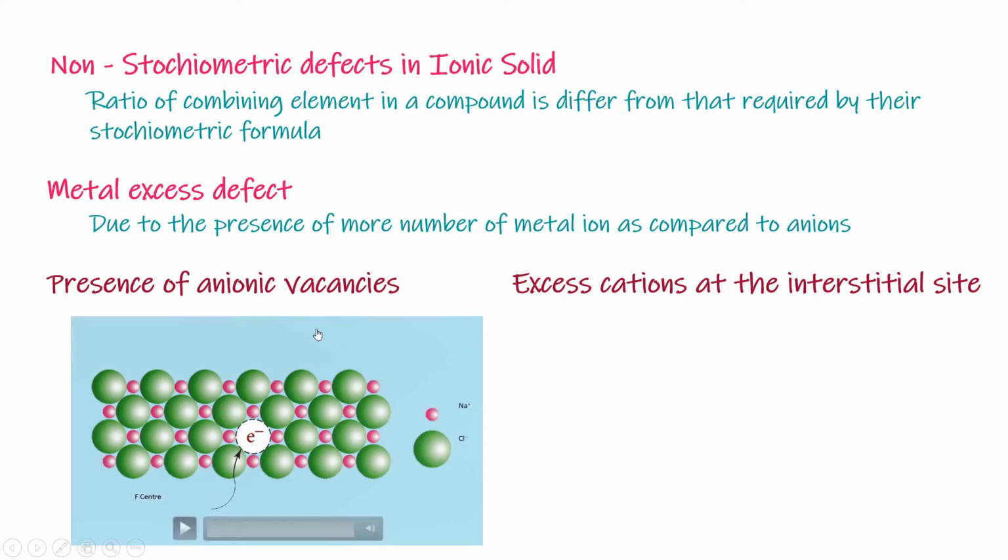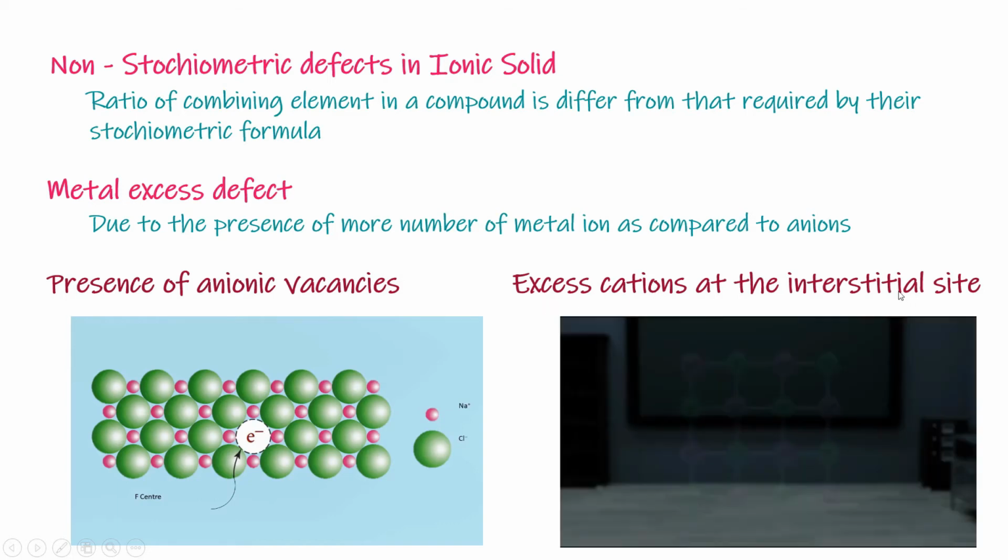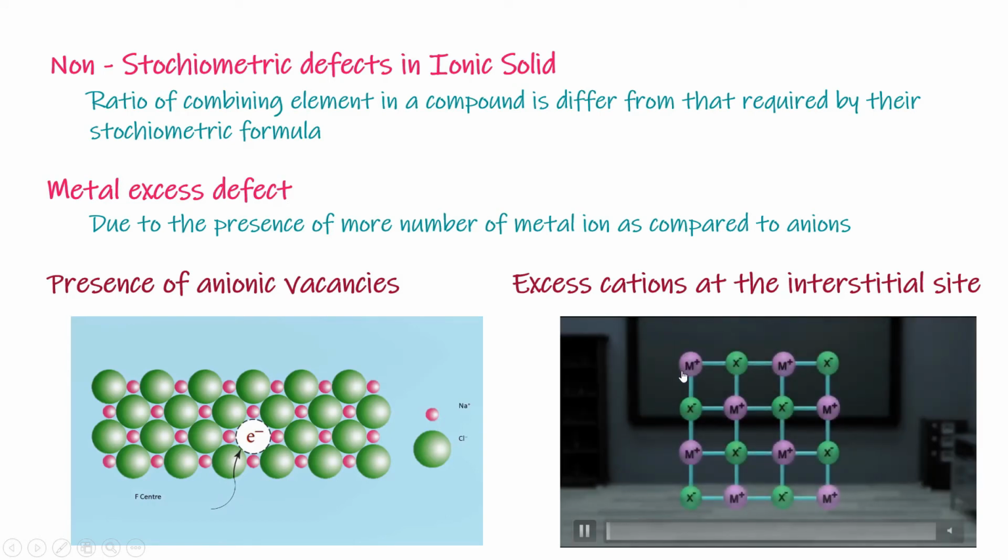Let's see now the metal excess defect due to excess cations at the interstitial site. Let us consider this is a crystalline solid. Here extra cations occupy the interstitial position. Now, the extra electrons also occupy other interstitial positions to maintain the whole crystal electrically neutral.